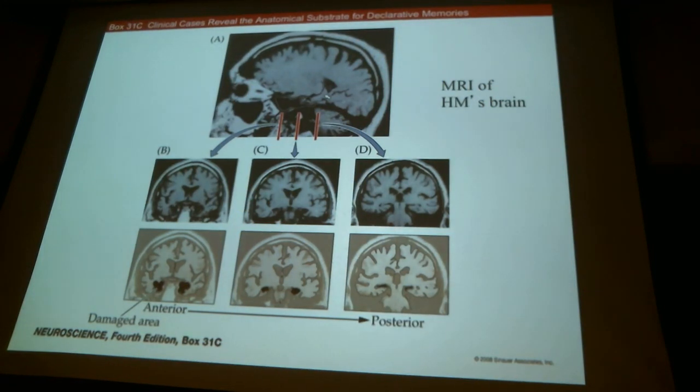All right, so here's an MRI of HM's brain. So obviously people were interested as to how extensive the damage was. There's not that much to get out of here except that there was certainly pretty extensive damage in the hippocampal region and probably parts of the parahippocampal region, entorhinal cortex, those sorts of things.